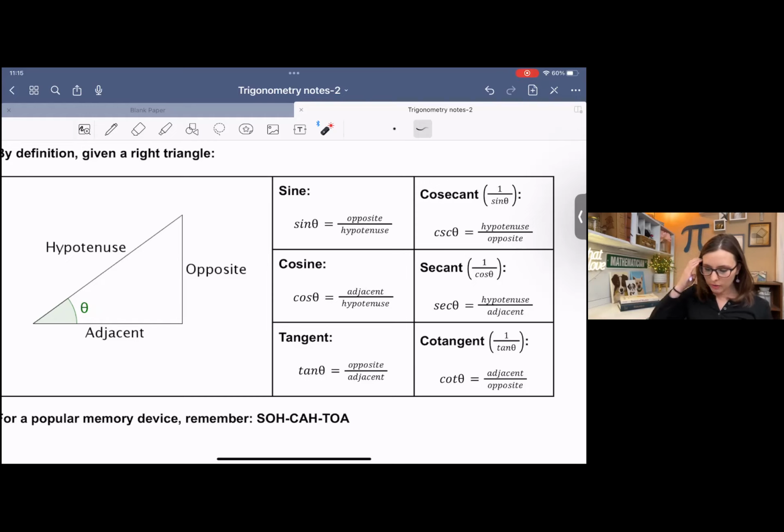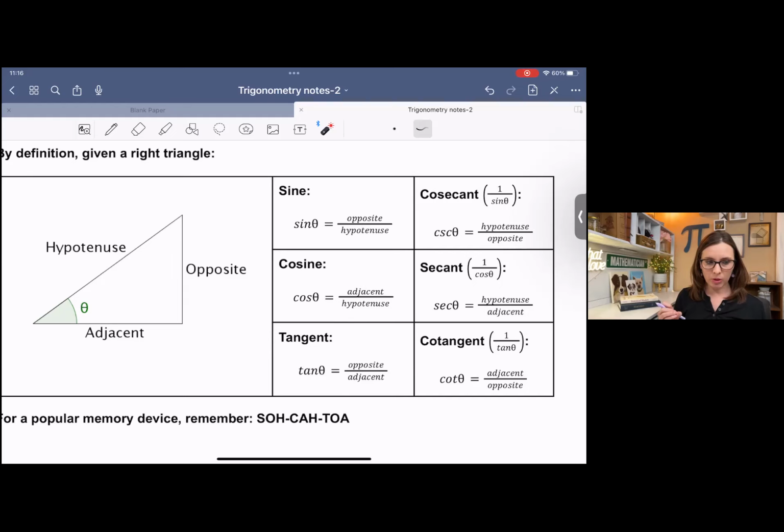Okay, so by definition, the sine of this angle, I'm on this one right here, is the opposite side divided by the hypotenuse. The cosine of this angle is the adjacent side divided by the hypotenuse. And the tangent of this angle is opposite divided by adjacent. So this is probably a lot of information right now.